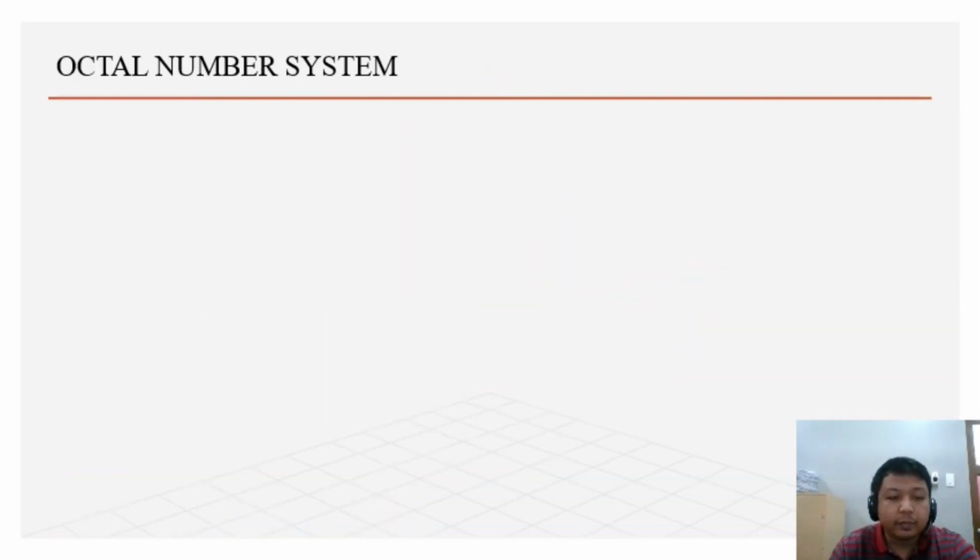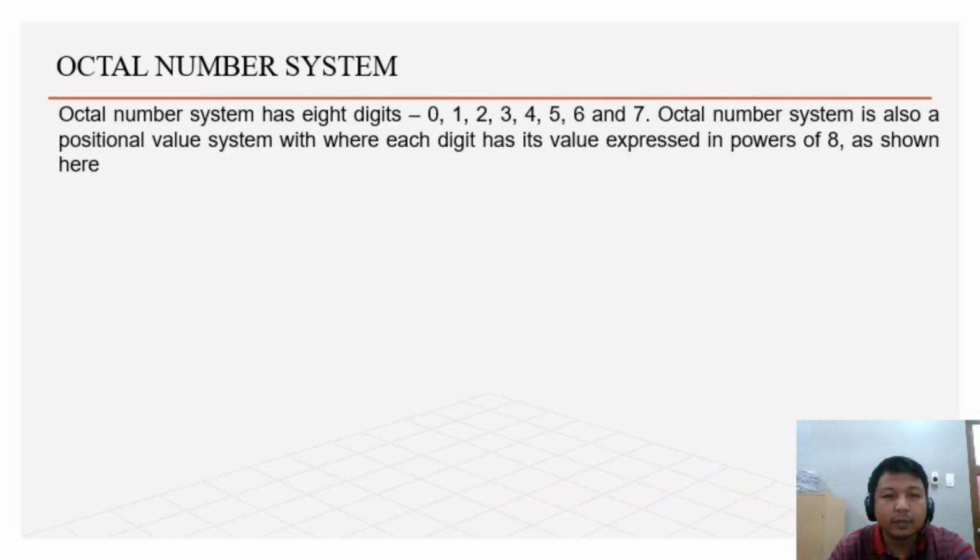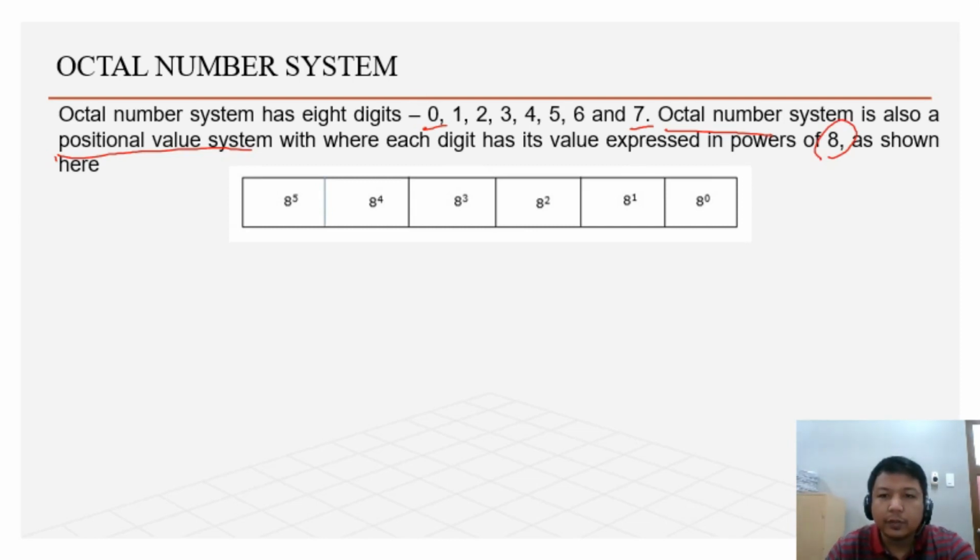The next number system that we're going to discuss is the octal number system. If our decimal number system has 10 digits, our binary has 2 digits. Now, our octal number system, we have 8 digits from 0 up to 7. So like our binary and decimal number system, our octal number system is also a positional value system wherein digits are expressed in powers of 8 as shown in this figure.